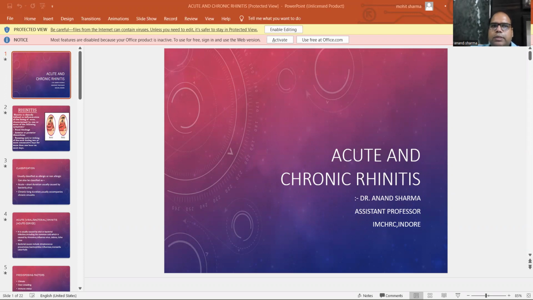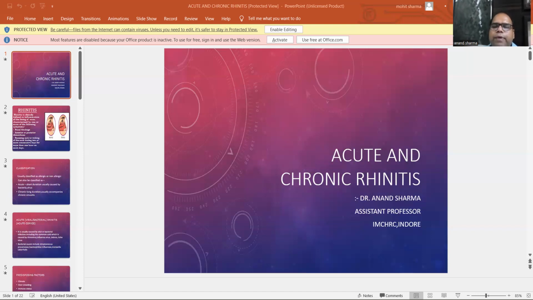The other is chronic simple rhinitis. That is the infection which is for a longer duration. That is, the patient has more than 12 weeks or 3 months of infection of the nasal cavity. The patient complains of long duration of infection of the nasal cavity, or similar complaints of acute rhinitis recurrent for a long period of time. Then the patient is diagnosed as chronic rhinitis.